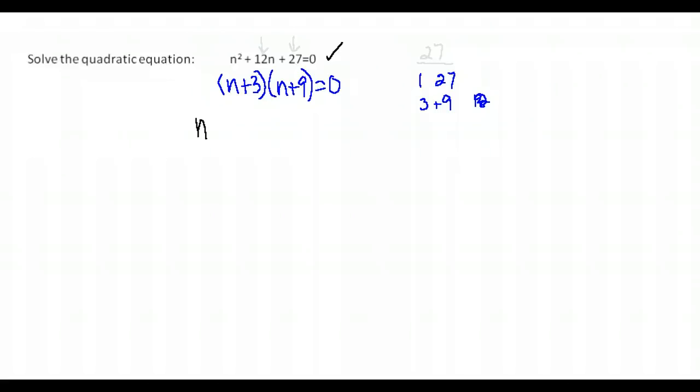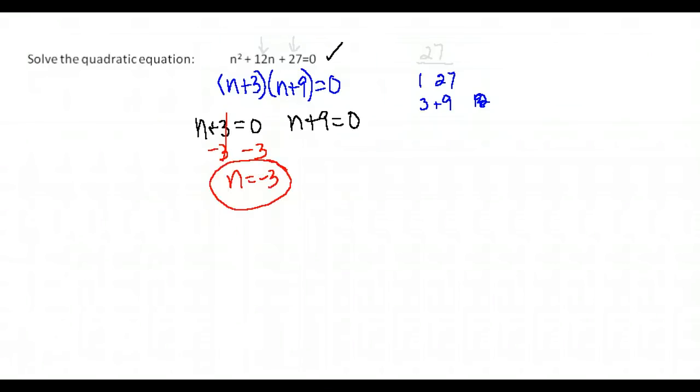Set each factor equal to 0 and solve. Those are our steps. Set the problem equal to 0, factor, set each factor equal to 0, and solve. Those are the steps for solving by factoring. n is negative 3, and n is negative 9. Two solutions again.